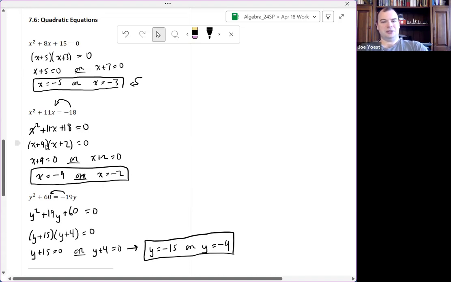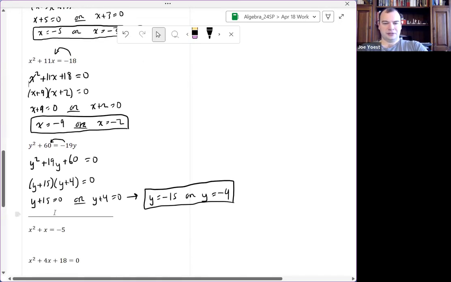So this gives me x plus 9 times x plus 2 equals 0. Again, a product of two factors equals 0 means one factor equals 0 or the other does. x plus 9 equals 0 or x plus 2 equals 0. So x equals -9 or x equals -2. Again, these are our two solutions to this equation. If we plugged either -9 or -2 into the left-hand side, we would get -18 and match the right-hand side.